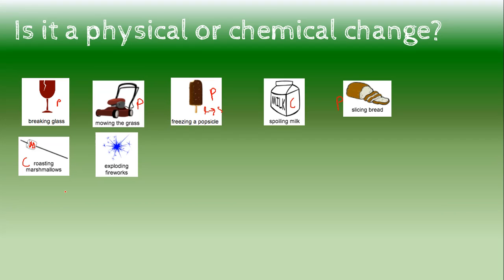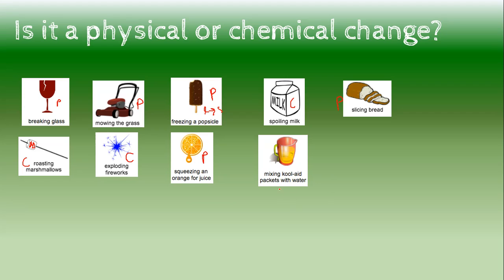Exploding fireworks, you can hear it, you can see a color change, and you can smell it. That means you are correct. It is a chemical reaction. How about squeezing an orange for orange juice? Nothing changes. You start with the orange pulp and juice. You're just separating the pieces. Separating them does not mean chemical.